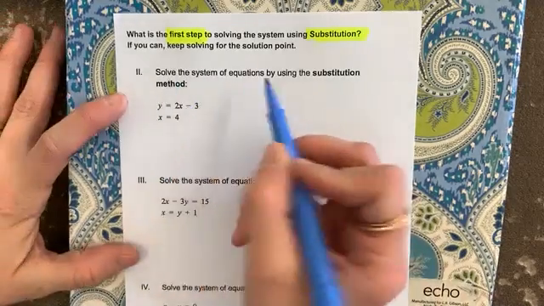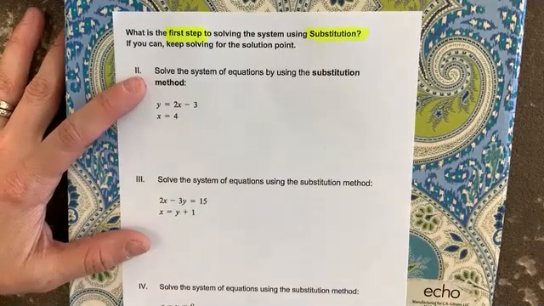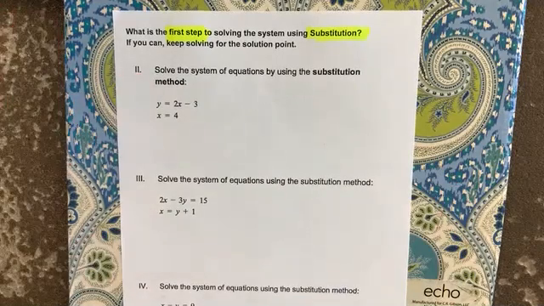So it says solve the system. I want you to try to be able to solve it, but I'm more focused on, can you do the first step of substituting them together? So one of the equations has to say x equals or y equals. Do you see that? Which one? Both of them. So that's fine. We can do one or the other.